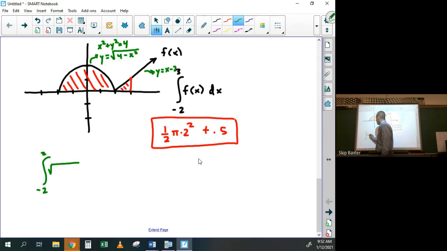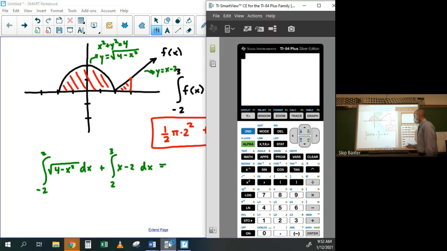of 4 minus x squared dx, which incidentally, I don't know how to integrate that, right? Neither do you, because it's not a u substitution problem or anything like that. Plus the integral from 2 to 3 of x minus 2 dx. I could have just done this though on my calculator and gotten an answer. Let's check it just to make sure.